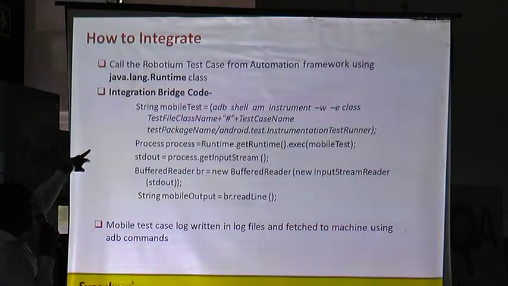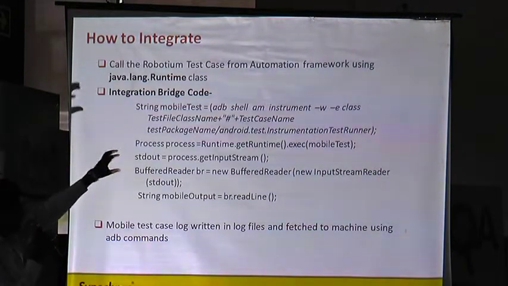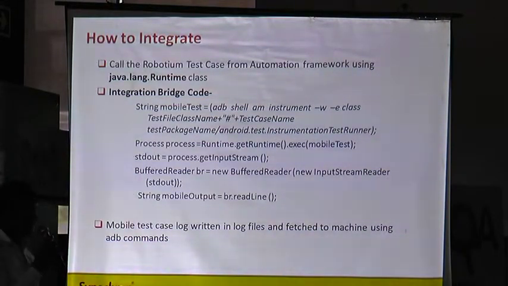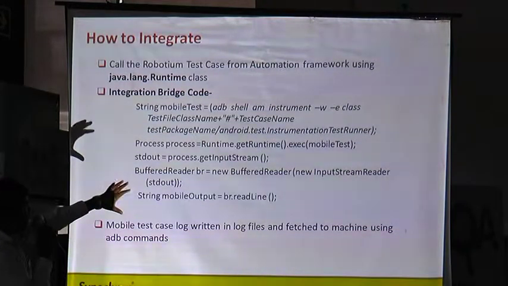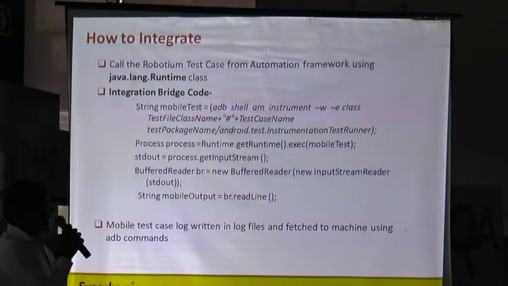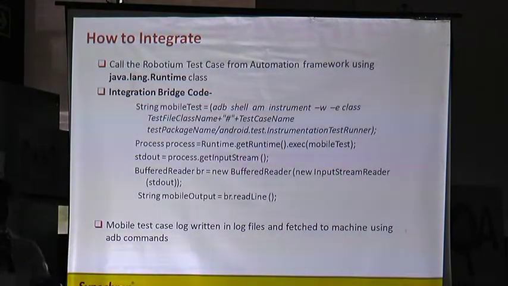You see that the first string, mobile test, is basically the command that you are going to invoke on the device. I have written the command there. It has a format starting with ADB. ADB is the Android Debug Bridge, if you are aware of Android development. This is a very basic tool. It allows you to interact with the mobile devices from your machine. This is a command line tool.